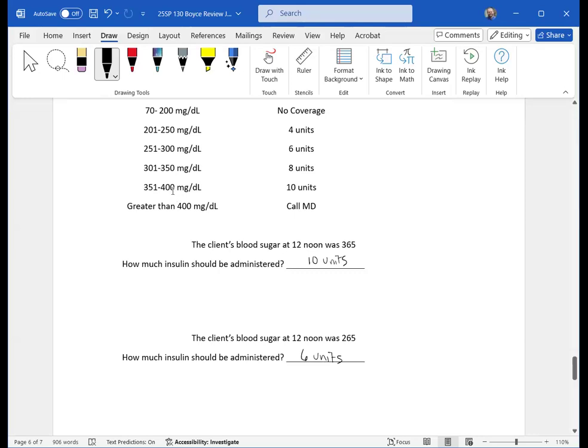Now, someone did ask me on Tuesday, what if it's 400? Is it 10 or is it call the doctor? And I said, well, I don't know if the scale is wrong, because usually this does say greater than 400. So I would say anything over 401, so 401 and greater would be call the doctor. So if it's at 400, then you would just administer the 10 units. If it's at 401, call the doctor.